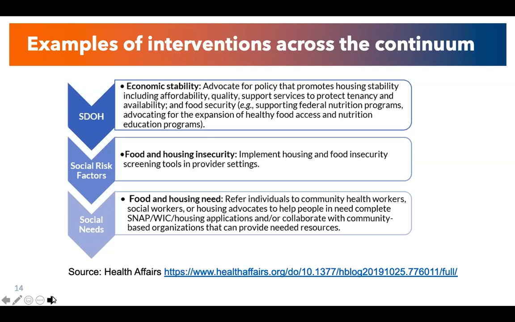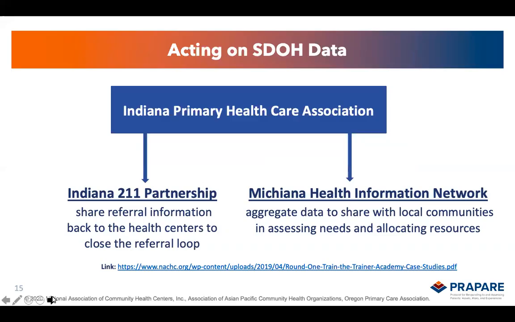So in this diagram, we're looking at how we advocate for policies that could possibly promote housing stability. It looks at affordability or supportive services to protect tenants. Also looking at food security as well. So these are just some examples of how this data is leveraged upstream, but then individually in the downstream efforts, if you will. Next slide, please.